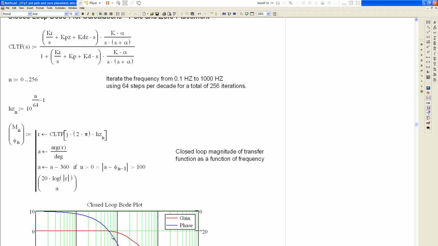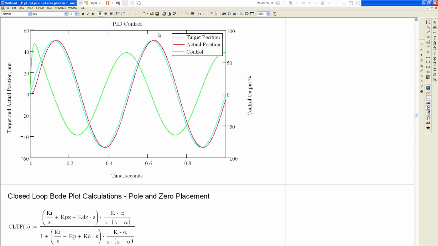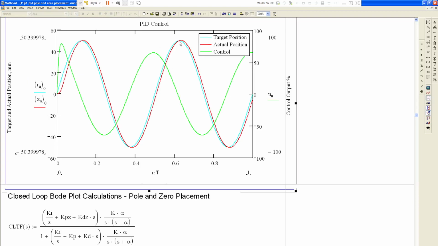And you can see that the response is almost flat, but at 2 hertz, you can see there's a little bit of phase lag, but the amplitude doesn't change much. The amplitude is close to unity. So what we should see is some phase lag, but the amplitude shouldn't change. So that's about what we see right here. A little bit of phase lag, and the actual position and the target position are about the same in the amplitude.